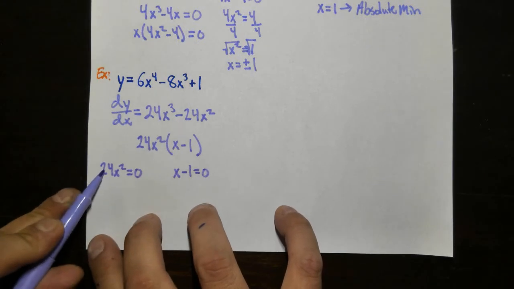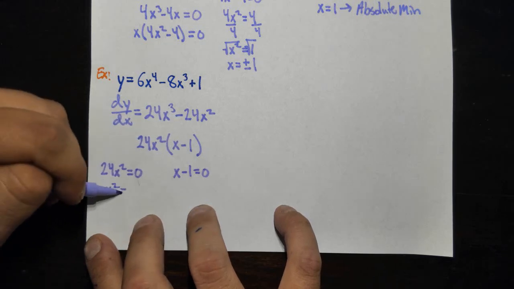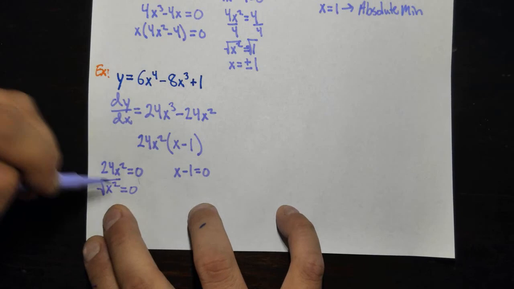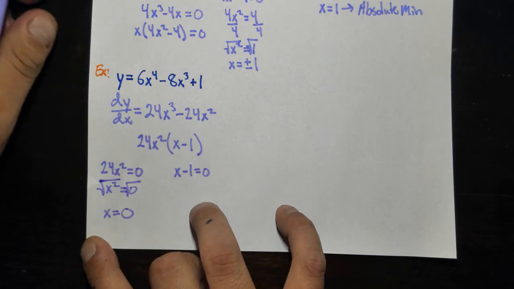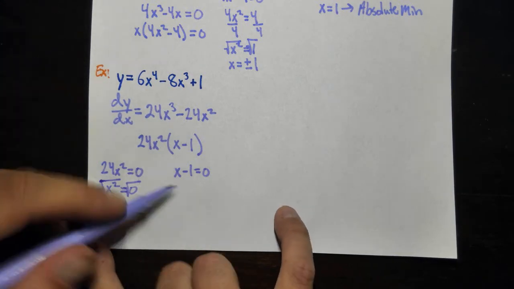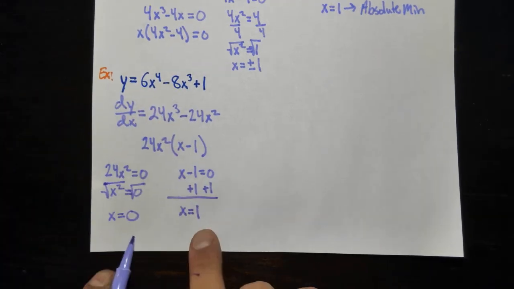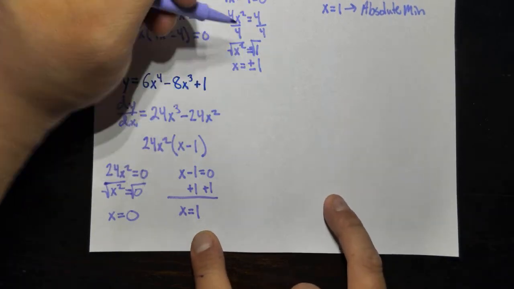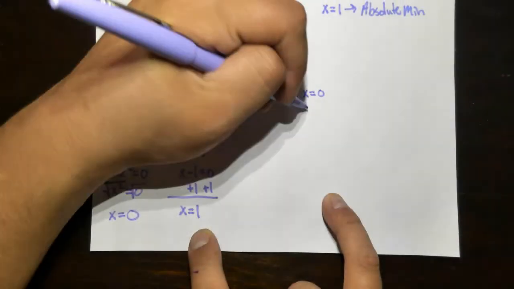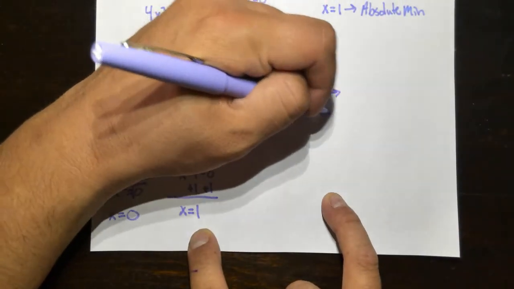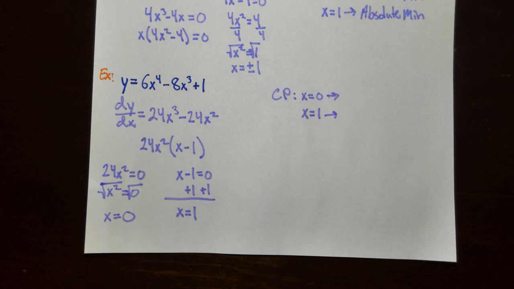Well, this one we would divide both sides by 24, and 0 divided by 24 is just 0. Take the square root of both sides to undo that square. x is technically positive or negative 0, but it's just 0 in this case, right? And then this one we would add 1 to both sides, and x equals 1. So here we only have 2 critical points: one at x equals 0, and one at x equals 1. So let's go ahead and determine now if these are absolute mins or absolute maxes, local min, local max, or neither.